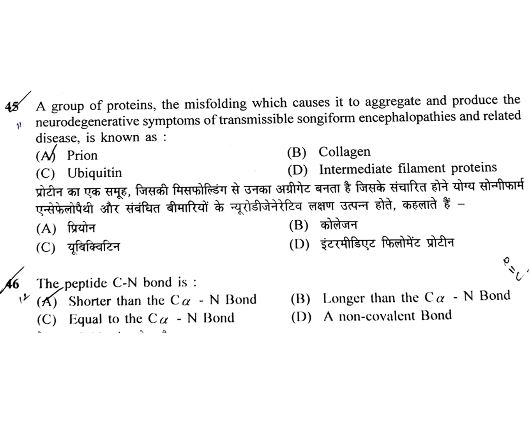Next question is, a group of proteins, the misfolding of which causes them to aggregate and produce the neurodegenerative symptoms of transmissible spongiform encephalopathies and related disease, is known as. So prion proteins are responsible. Prion proteins are present in membrane. They attain a different configuration.